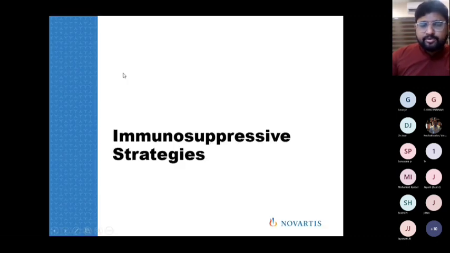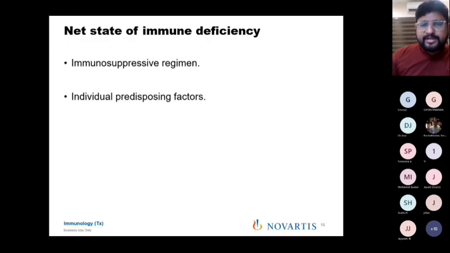So what are the immunosuppressive strategies we have got? When we talk about net state of immunodeficiency, here what we mean is basically that it's not only the immunosuppressive in the regimen which is important, also the individual predisposing factors in a particular patient. So every patient is different in transplant. So what that patient has got as a predisposing factor to infection will be amounted to by immunosuppression, whatever we are going to use in that patient. So that will define the net state of immune deficiency in that patient.